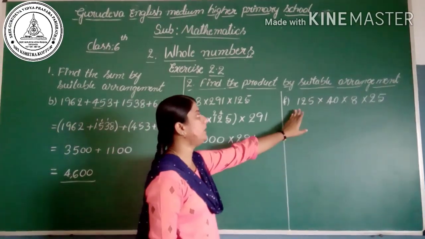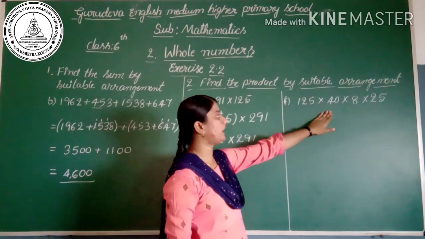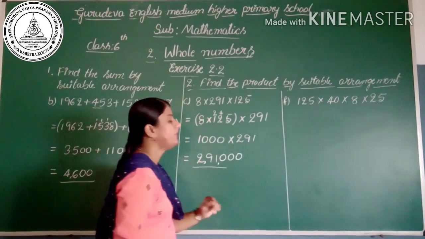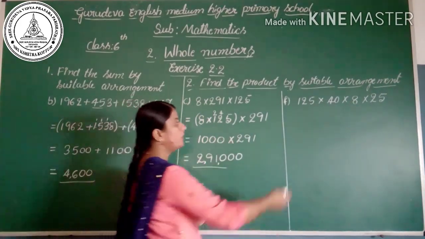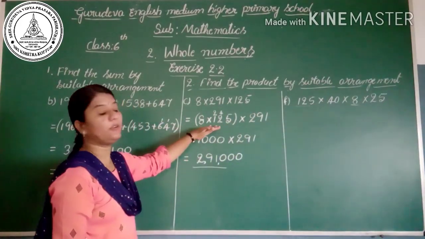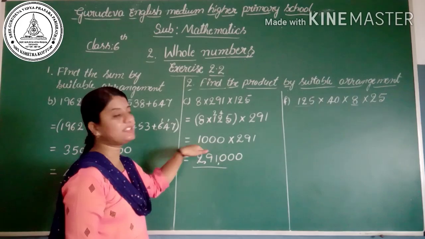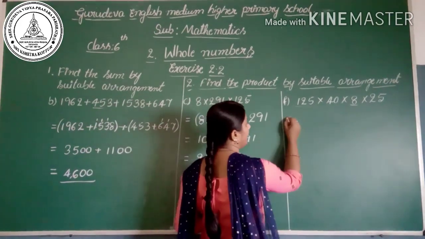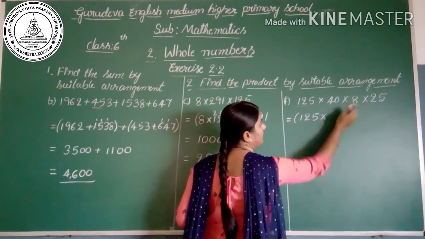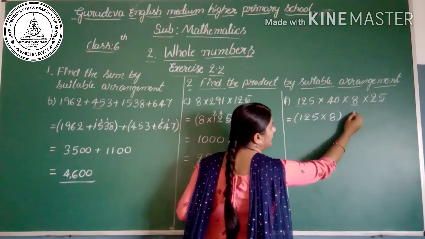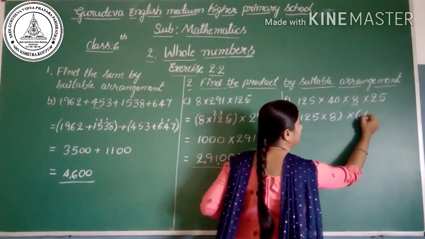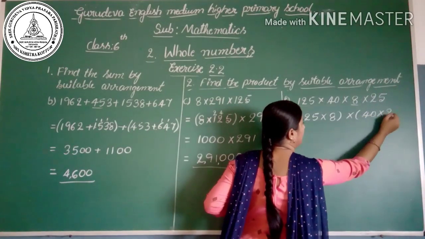In this question they have given 125 into 40 into 8 into 25. See here, first we have to make the group. So here I will multiply 125 into 8. Why? Because I already multiplied 125 into 8 and I know the product of this. Then easily I will multiply: make the group 125 into 8, then 40 into 25.